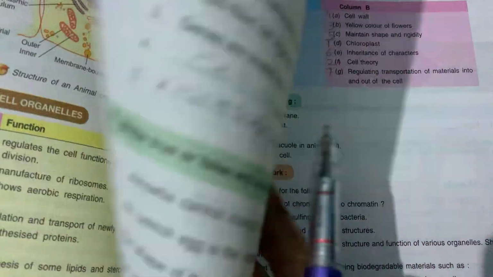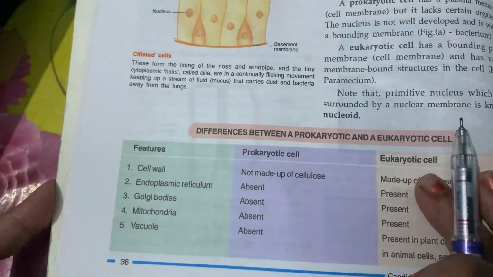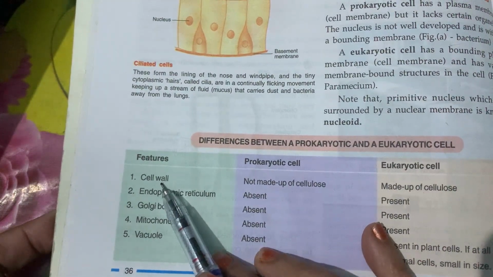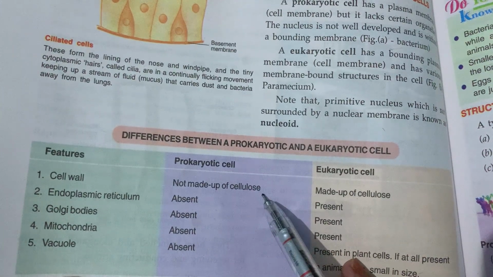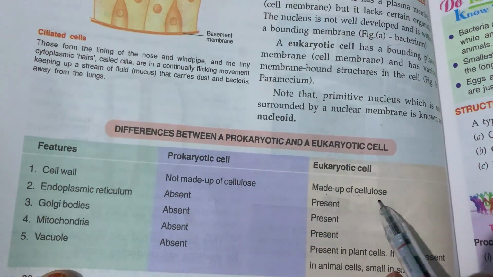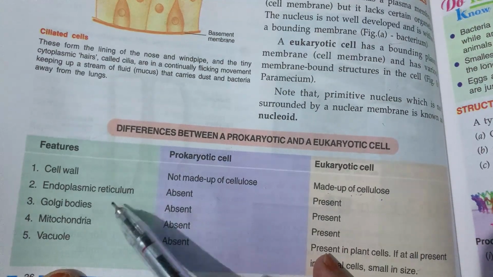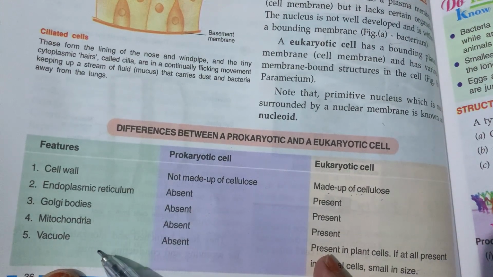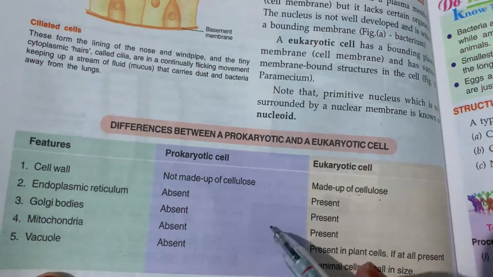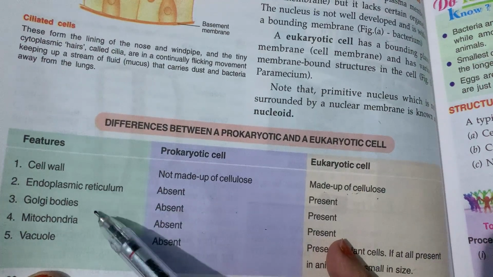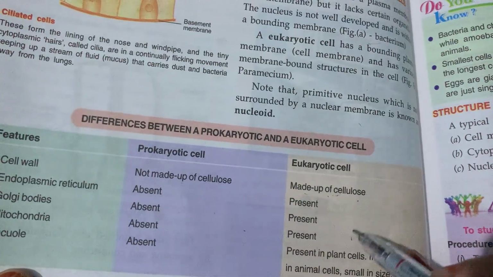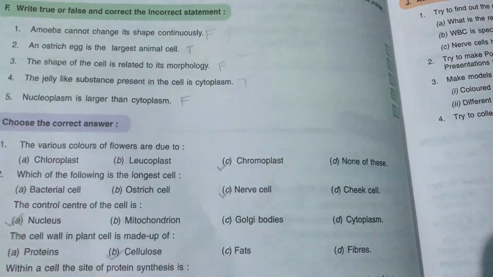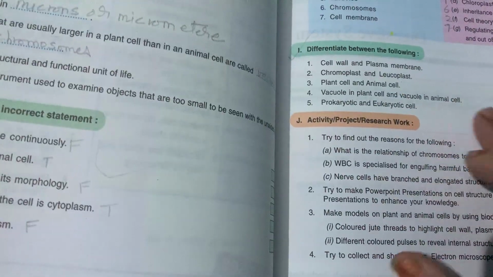Prokaryotic and eukaryotic cell, here you can see it. Two main differences. Cell wall is present in both, but in prokaryotic cell it is not made up of cellulose, while in eukaryotic cell it is made up of cellulose. Next, endoplasmic reticulum, Golgi bodies, mitochondria, vacuoles are all absent in prokaryotic cell, whereas they are all present in eukaryotic cell. This is up to your level. It was supposed to be asked.